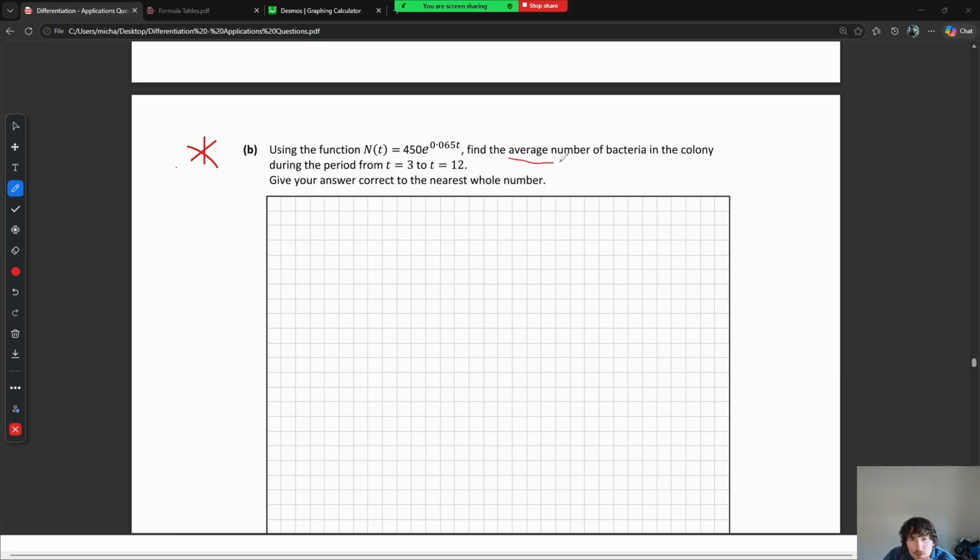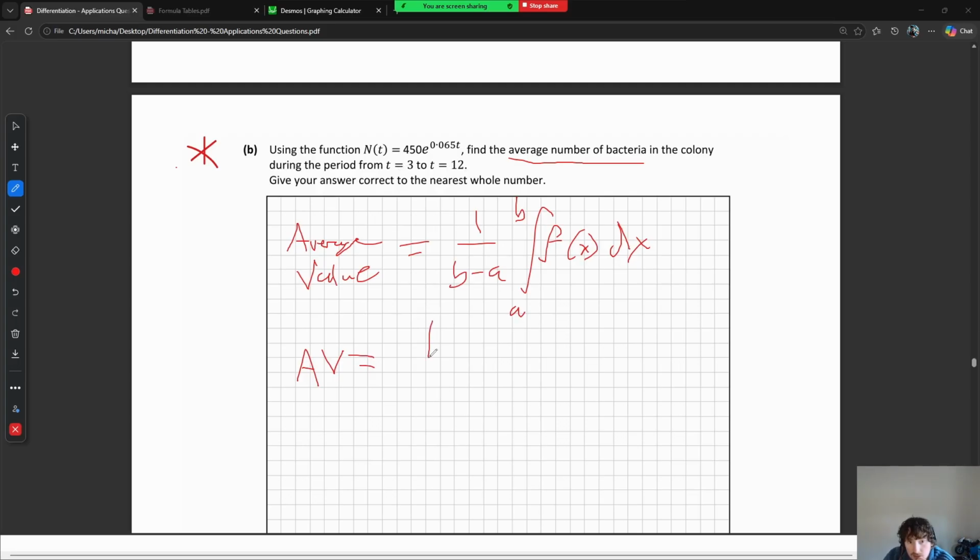So that's a big buzzword there, average number. And they give you a function. They want the average value of a function. Average value. And we should know the average value formula is an integration. We use 1 over b minus a, integral from a to b of the function with respect to whatever the variable is. So it's going to be t here. So to get the average value for this thing here, we got to integrate from 3 to 12. So that tells us our b and a.